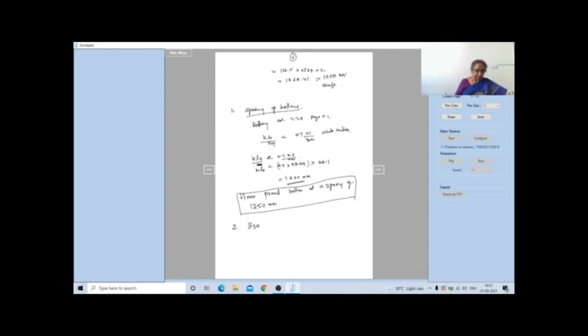Then second one, size. This is the spacing what we got. Next one is size of end battens. Okay. Assume the steps like this. Assume 20 mm diameter bolts of grade 4.6. So we have taken the bolt size as 20.